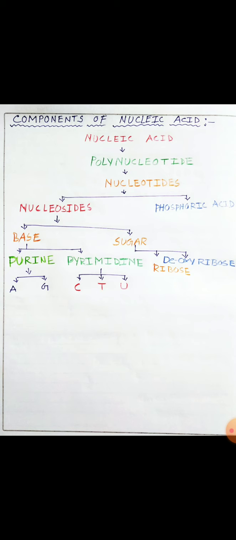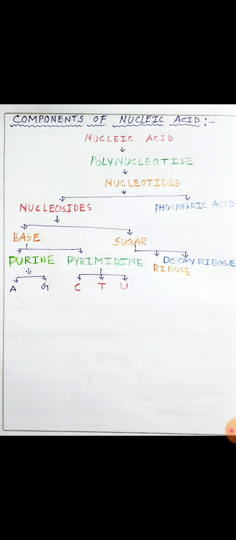In the picture, A and G are purines. A stands for adenine, G stands for guanine, and the pyrimidines are C cytosine, T thymine, and U uracil. The sugars are of two types: ribose sugar and deoxyribose sugar. Ribose sugar is found in RNA, and deoxyribose sugar is found in DNA. Both DNA and RNA contain adenine, guanine, and cytosine. However, thymine is found only in DNA and uracil is found only in RNA.